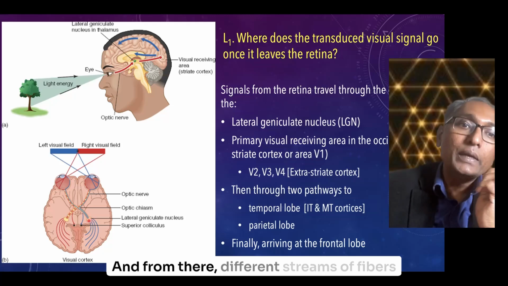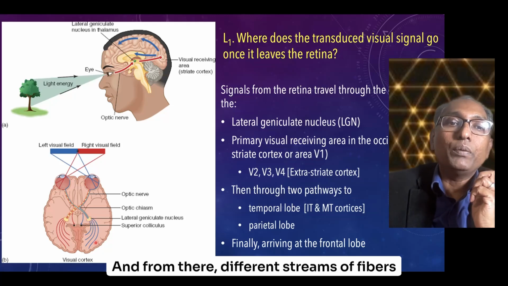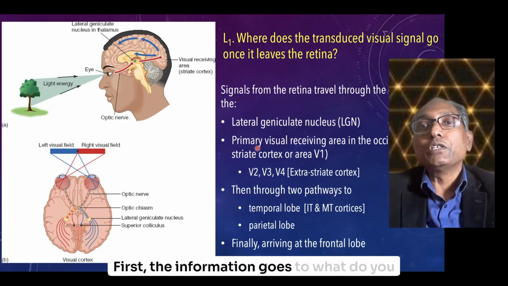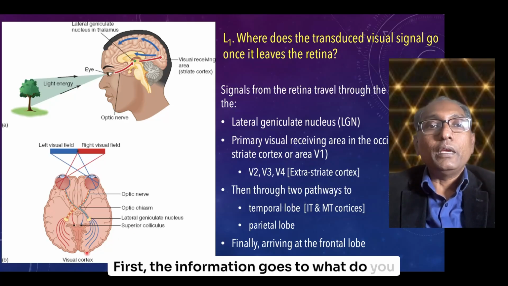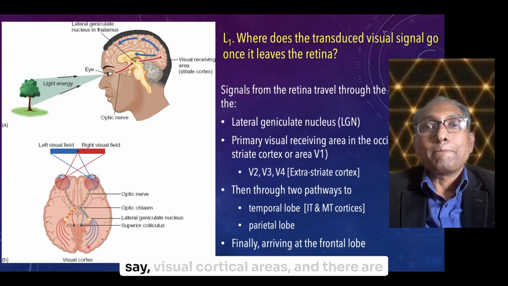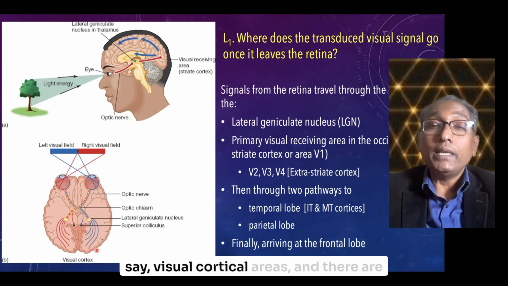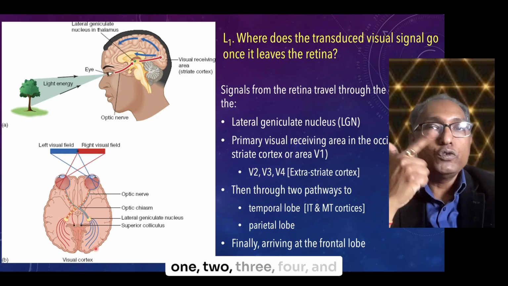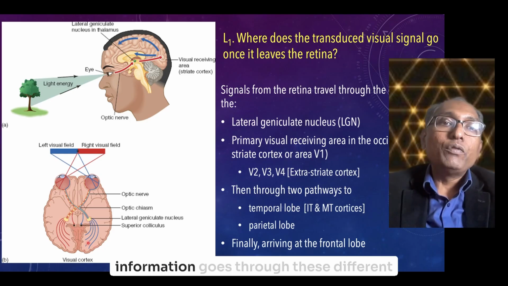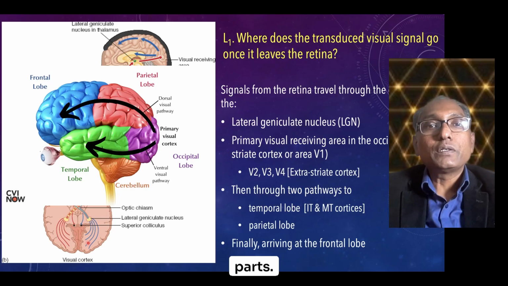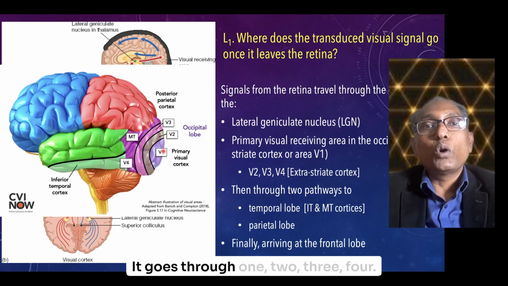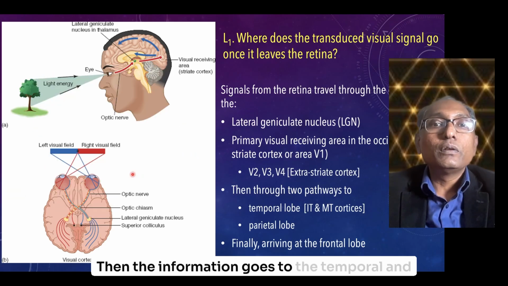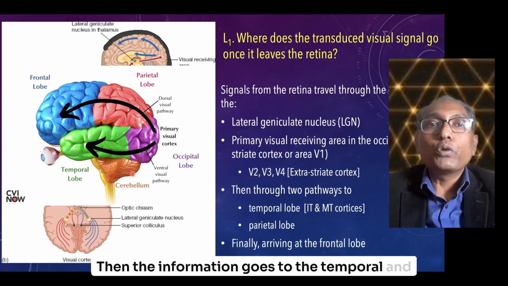And from there, different streams of fibers will go through different parts. First, the information goes to the visual cortical areas, and there are 4 different areas. Visual cortex number 1, 2, 3, 4, and information goes through these different parts. It can be seen here. It goes through 1, 2, 3, 4. Then the information goes to the temporal and parietal lobes.